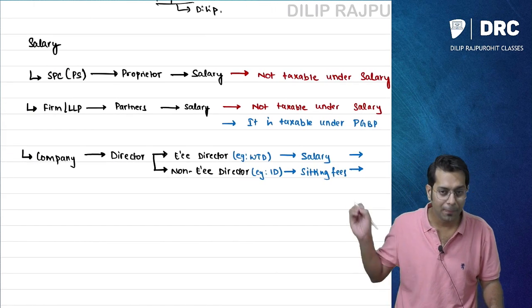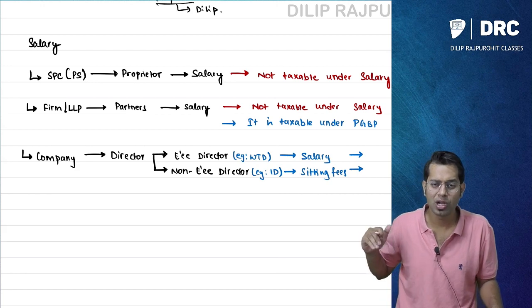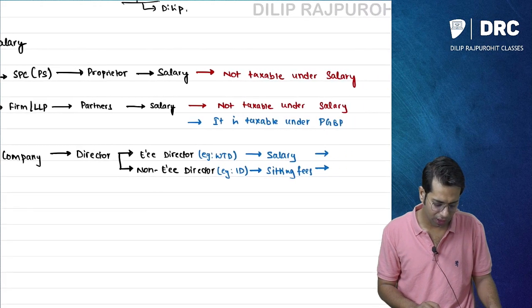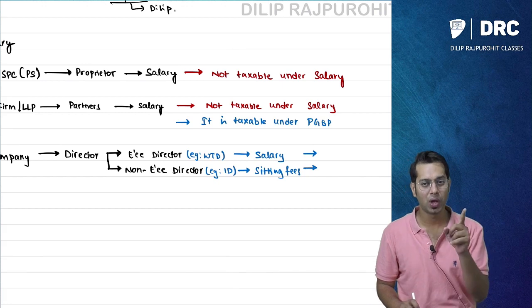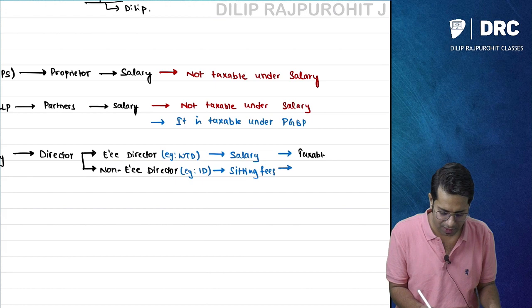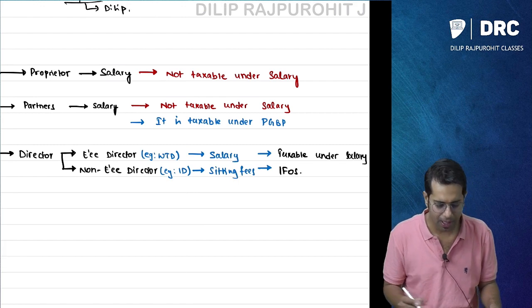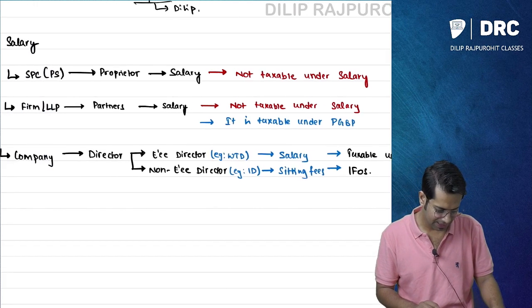Now please note, the company is paying money to its director. Whatever amount is paid by the company to its employee director in the capacity of employer will be taxable under salary. And the amount paid to a non-employee director will be taxable for him under which head, sir? It will be taxable under income from other sources.